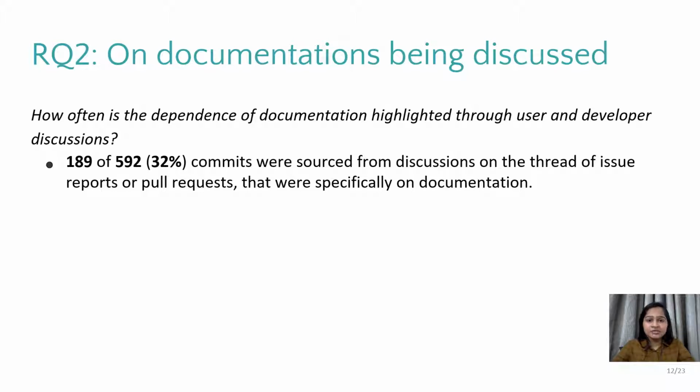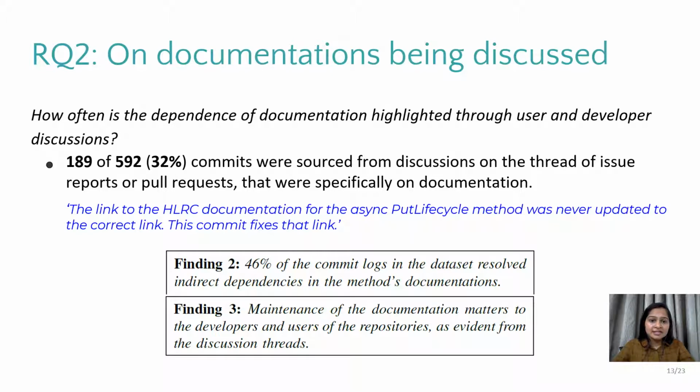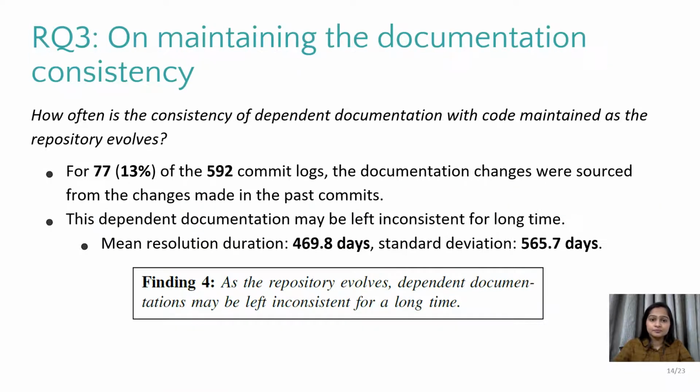32% of the commits resolving documentation dependencies were sourced from issues or pull requests which were specifically about the need to fix the documentation. The text in blue shows a comment in an issue report about fixing a link. The observation indicates that maintenance of documentations matter to the developers and the users of projects.